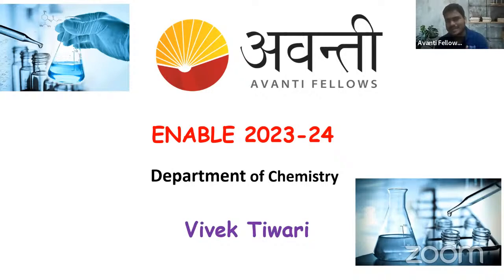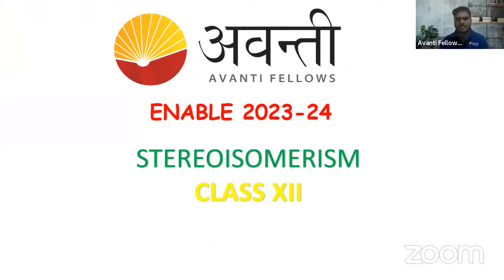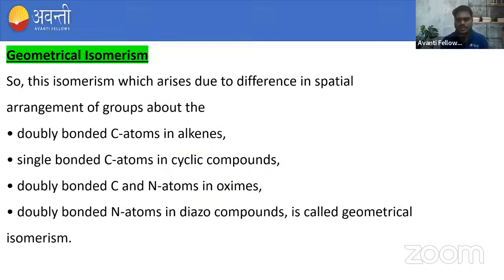So in today's class, basically we are going to see some basic concepts of stereoisomerism, what is geometrical isomerism, what is optical isomerism, and try to solve some numericals as well. So this is for today's class. As you see, stereoisomerism, class 12, we are going to start from today. So what is stereoisomerism basically, if I define it?